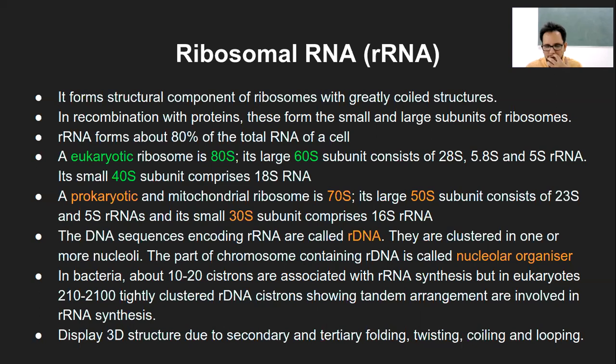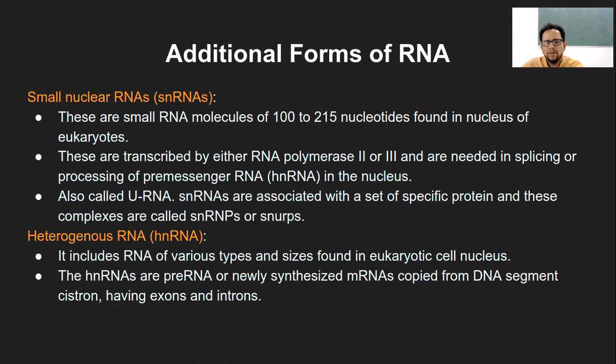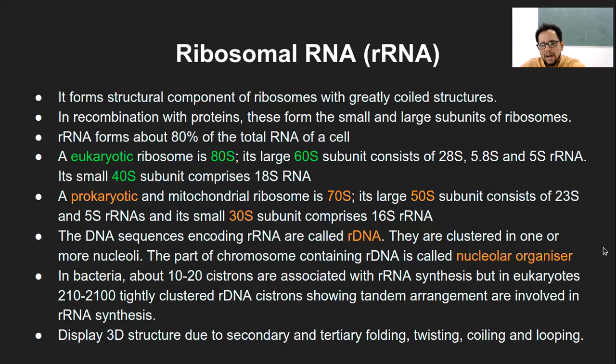There are several such phenomena that can happen, like DNA has specifically a double helical structure. RNA does not have that. So depending on whether it is getting folded or twisted or coiled or looped, that is what will decide the three-dimensional structure of this RNA molecule, and that is present in most of these types of RNA. So that is all about the rRNA.